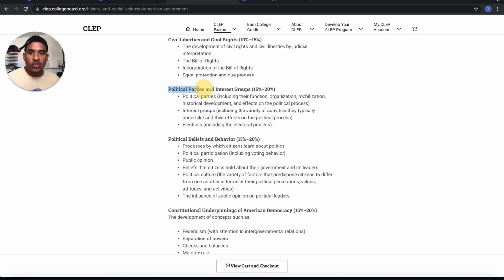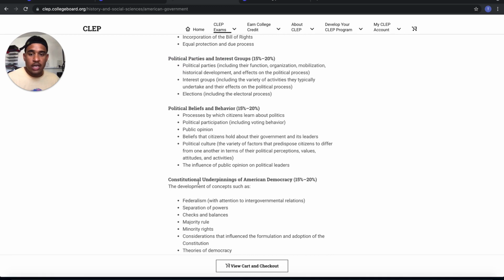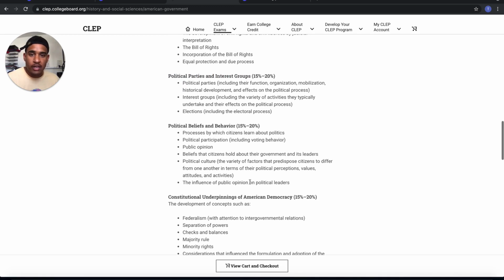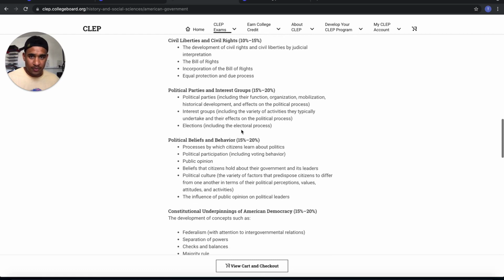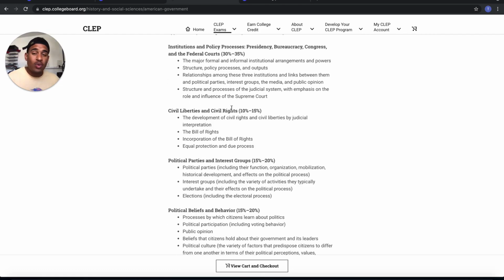Let's assume that 20% of all of these sections are going to be on my exam. Alright, 20% of political parties and interest groups, 20% of political beliefs, and 20% of constitutional underpinnings of American democracy. I'm just gonna focus on these sections, right, because I'm rounding up to 20. Those are pretty big chunks versus this 15% right here. So if we're doing this in order of precedence, I'm actually going to put civil liberties at the bottom of the list.